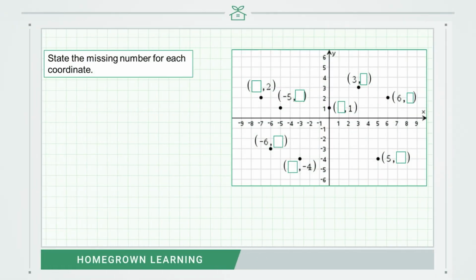Alright, welcome back. In this lesson we're going to be looking at our first lesson on linear relationships, and the first thing we have to look at is a bit of revision on the number plane, or the Cartesian plane, and our coordinate system.